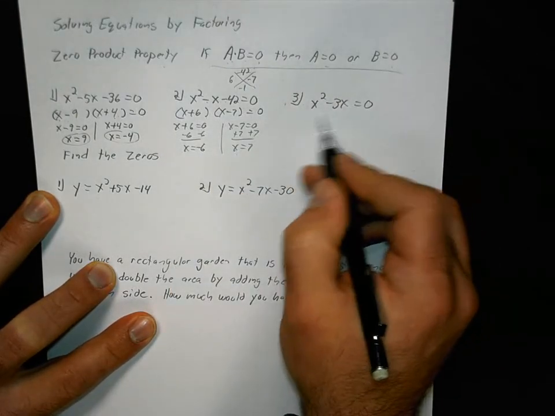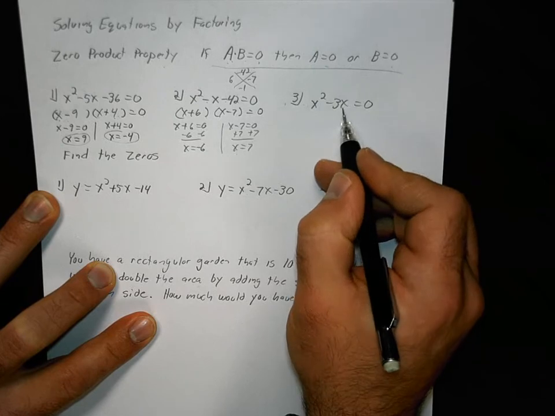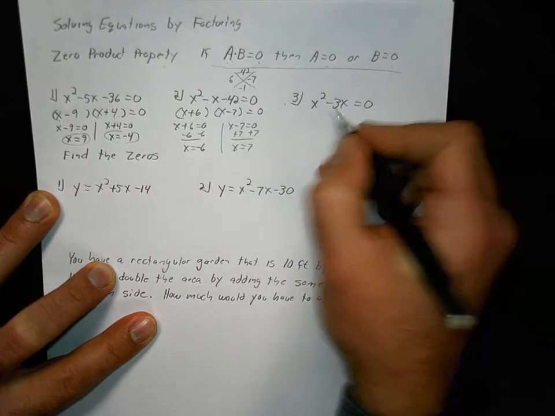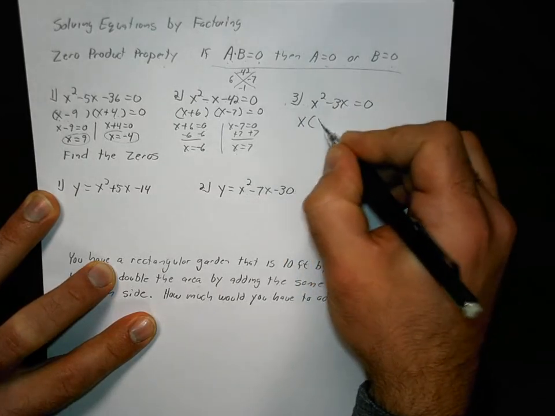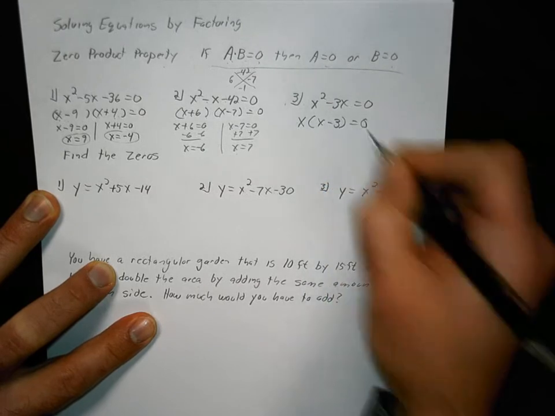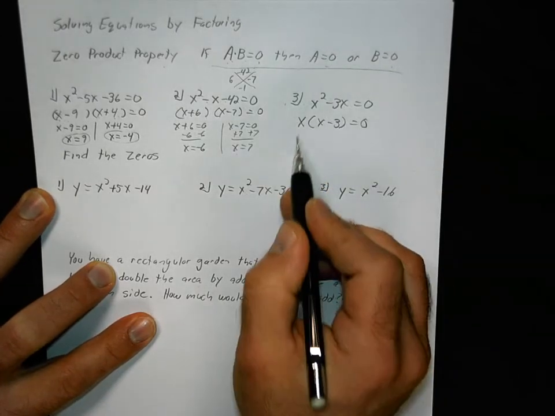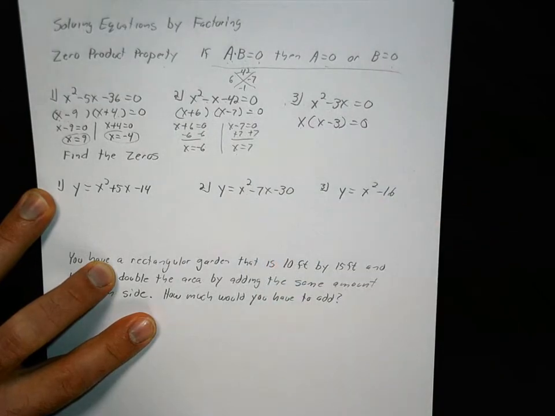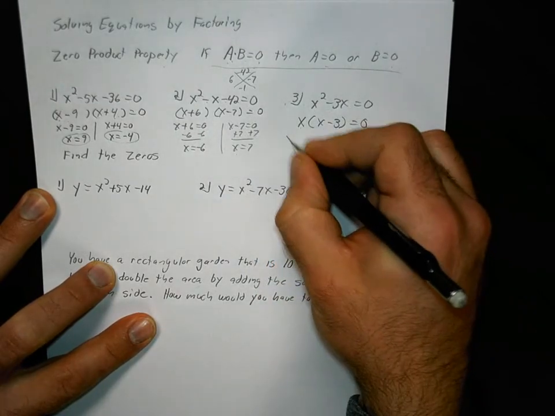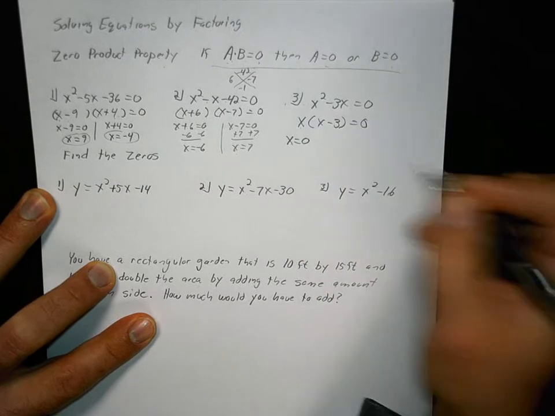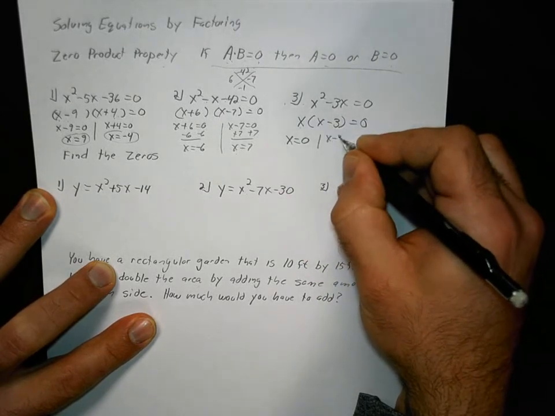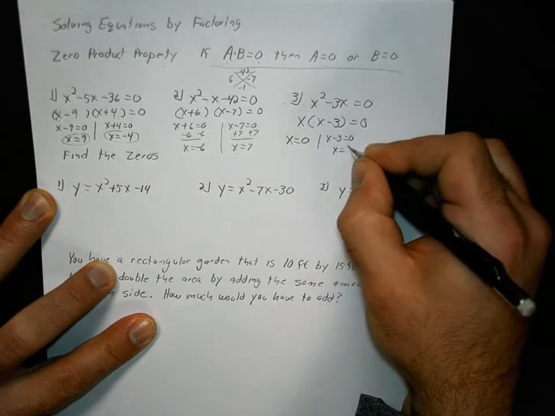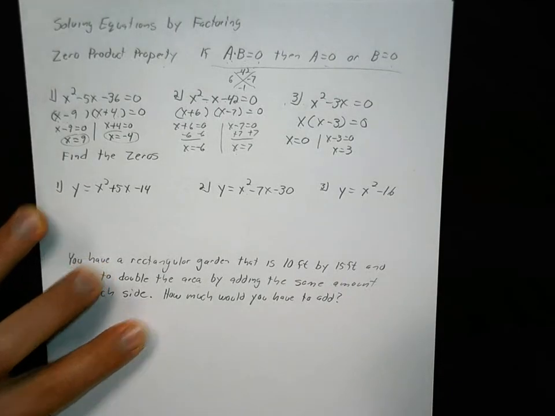Now this one, notice what kind of factoring is this? This is a greatest common factor type. I can pull an x out of each term, and now this has been factored. Now the two factors are x and x minus 3. So how do I make x be 0? Well, x is 0 if x equals 0. And then x could equal 3. So those are my two solutions there.